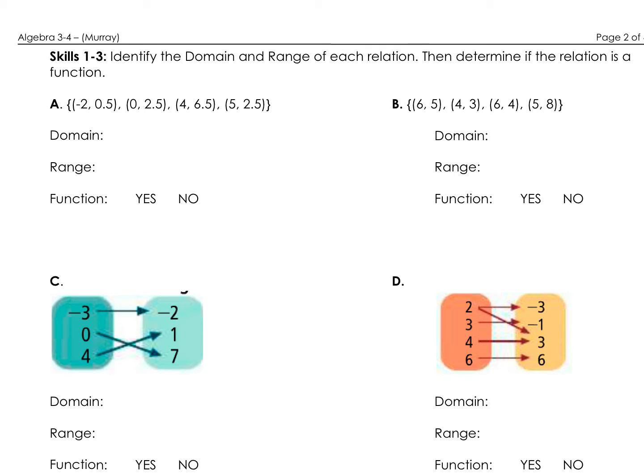So look at your domain here. I've got -2, 0, 4, and 5. So my smallest domain, and we are going to use these things called braces. I just drew one of these things, which, as you can see, I'm a terrible artist, but that's what that is, just in case you were wondering.